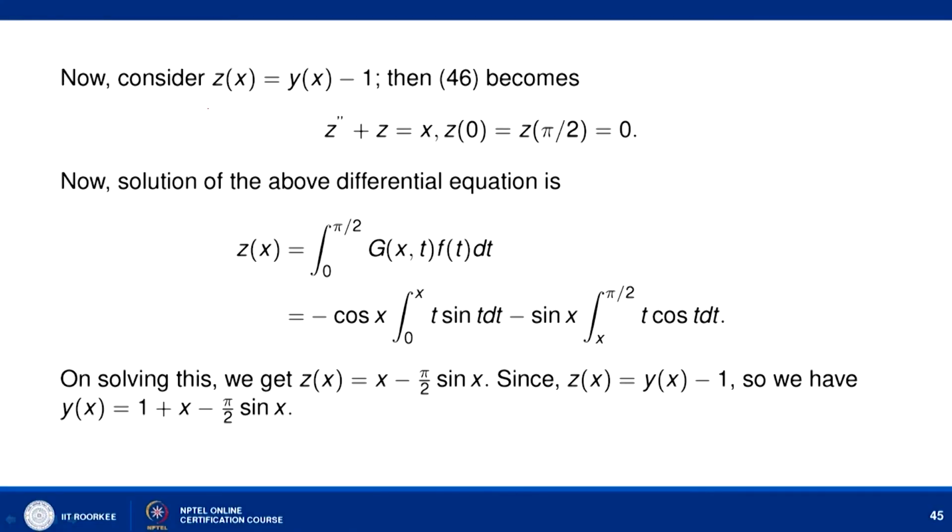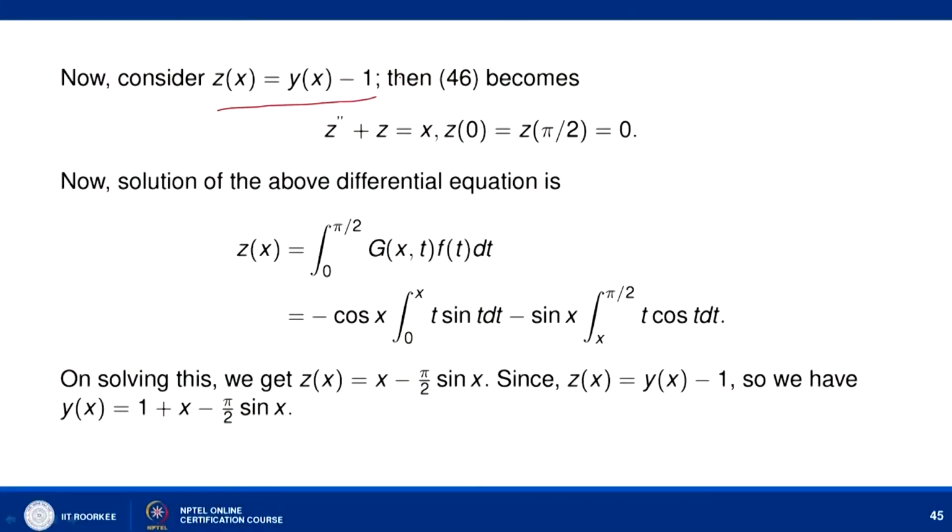We have not fixed the boundary condition. So, for fixing the boundary condition, let us assume that z(x) equals y(x) minus 1. In fact, you can assume z(x) as y(x) plus alpha x plus beta, and you can simplify for alpha and beta, and it comes out that alpha is 0 and beta is equal to minus 1. So, z(x) equals y(x) minus 1.